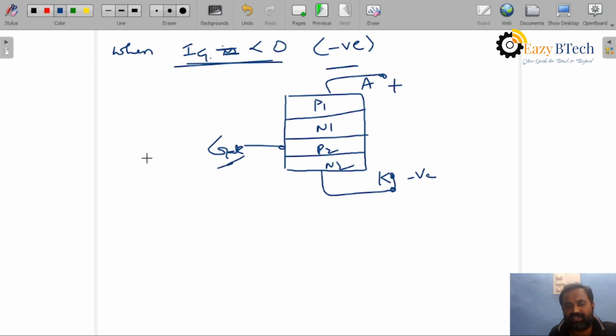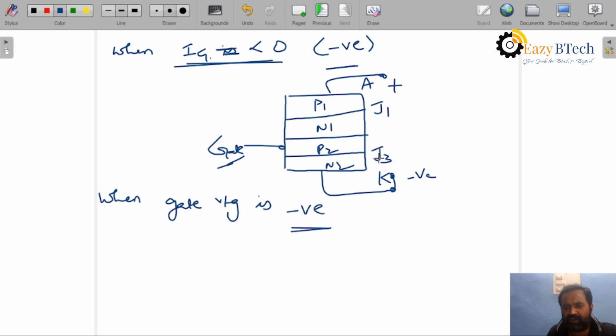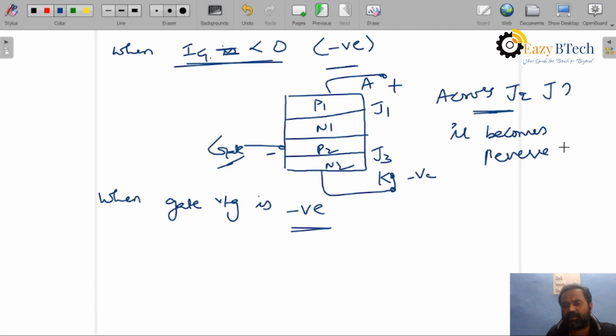It means when the gate voltage is negative, now what happens? You can see clearly here. Positive to positive, J1 is in forward bias, J3 is also in forward bias. If you give more negative to the P, what happens? Across the J2 junction, it becomes reverse bias.